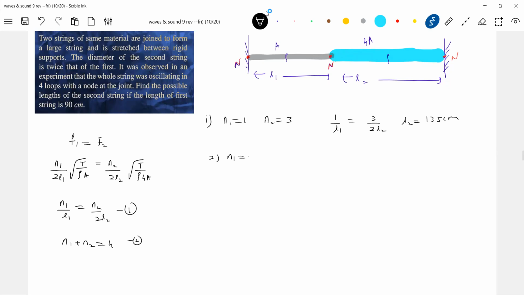Second, N1 equal to 3, N2 equal to 1. So 3 by L1. How much? 15. Next, any other conditions? I can go for 2 loops and 2 loops each. 45.